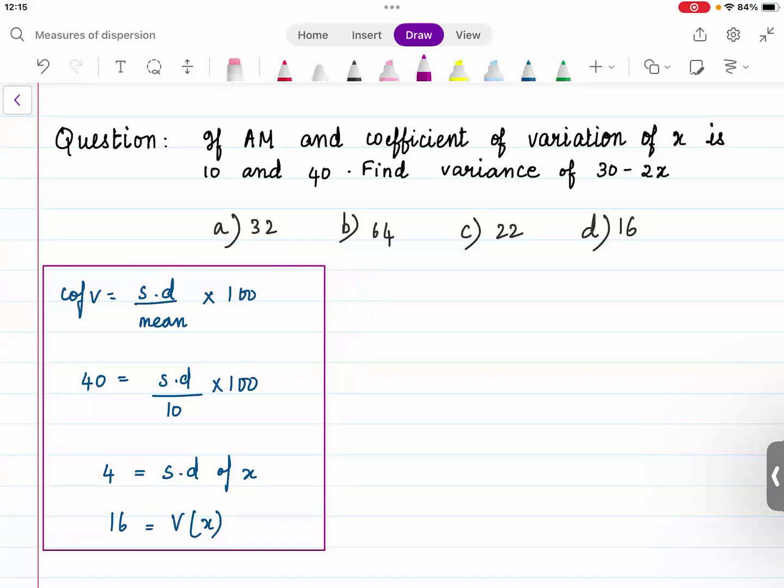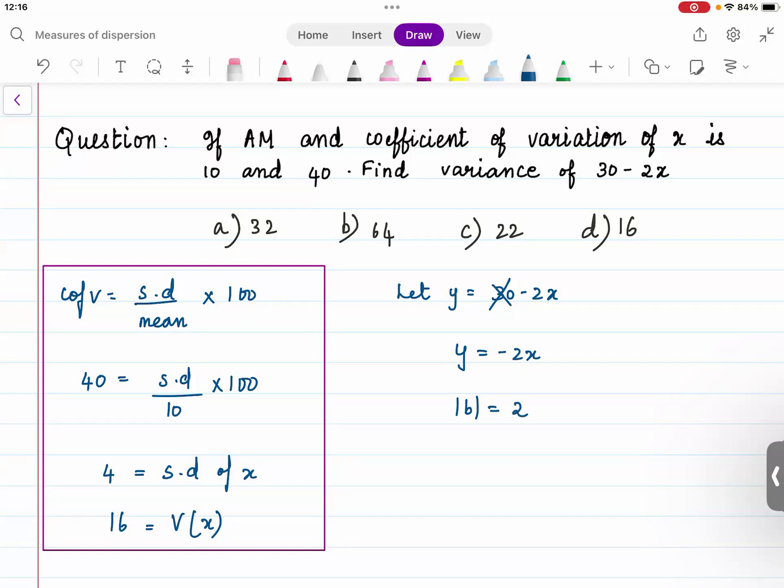Okay, what equation have they given? They have given an expression 30 minus 2x. Let us denote it as y. So let y be equal to 30 minus 2x. Ignore the constant, write y in terms of x. So y is equal to minus 2x. What is modulus b here? Modulus b is equal to coefficient of x without taking the sign into consideration. So modulus b will be equal to 2.